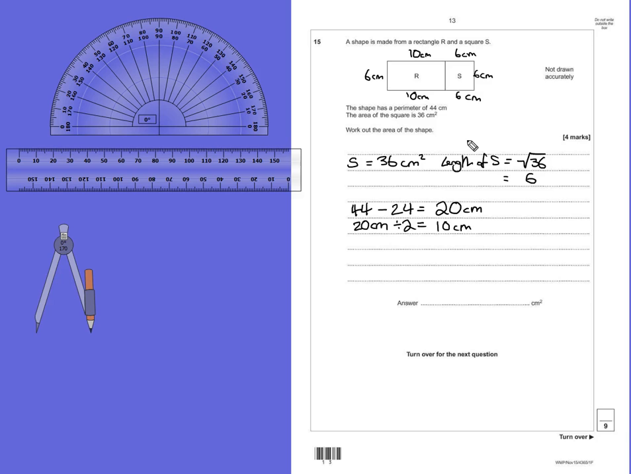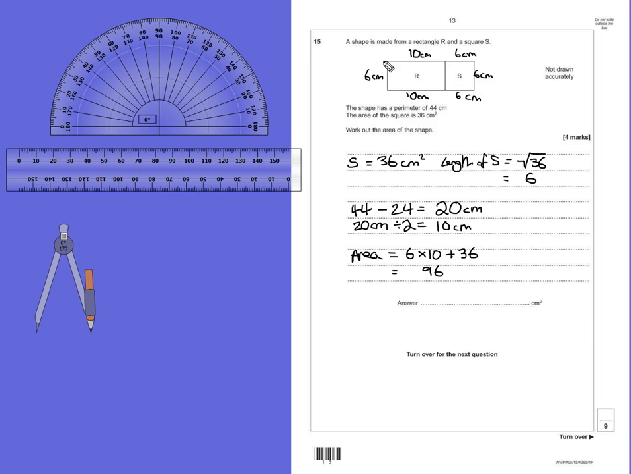That doesn't answer our question though. We need to know the area of the whole shape. So to find the area of a rectangle, we could do this in two ways. Find the area of R and add it on, or find the area of the whole thing. I'll do both methods just to show they'll give exactly the same result. So to start off with, let's just do R. So we've got 6 times 10 to find the area of R. So that's 60. We'll add on the 36 for the square. 60 add 36 is 96.